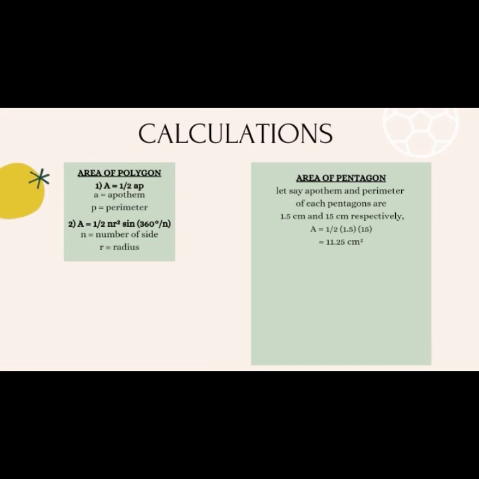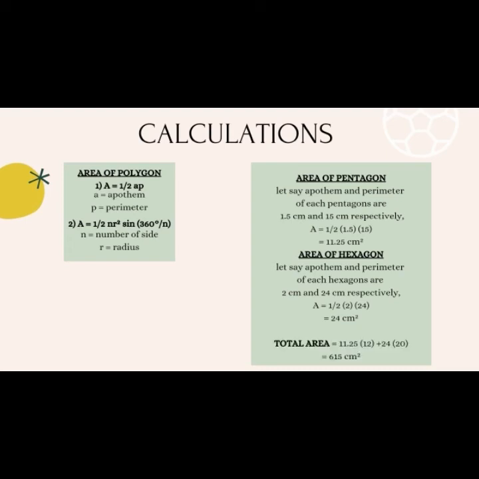Okay, so for the area of pentagon, let's say the apothem and perimeter of each pentagon are 1.5 cm and 15 cm respectively. You substitute all of those into the first formula and you can get 11.25 cm square. Okay, so for area of hexagon, let's say the apothem and perimeter of each hexagon are 2 cm and 24 cm respectively, and you substitute and you can get 24 cm square.